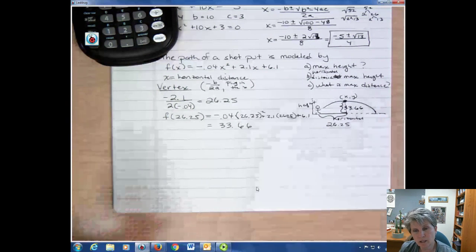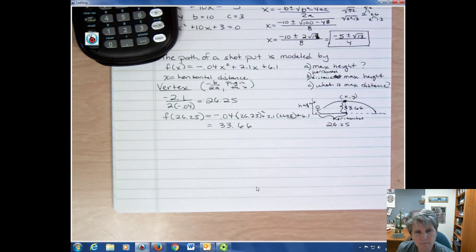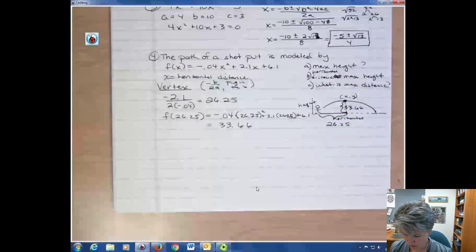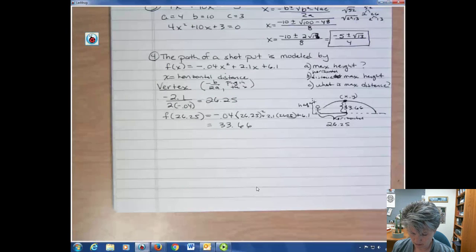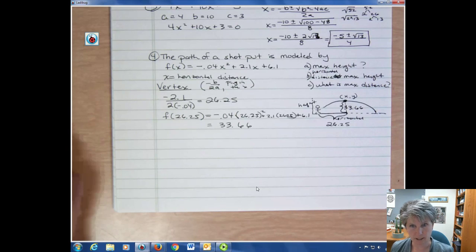The fact that it goes 26 feet across to get to the horizontal does make sense, but the other part doesn't. Let me try it one time on my calculator just to make sure that I didn't punch something in wrong. Times negative 0.04 plus 2.1 times plus 6.1. That's what I got again. So I got it twice. I just don't like it, but whatever.